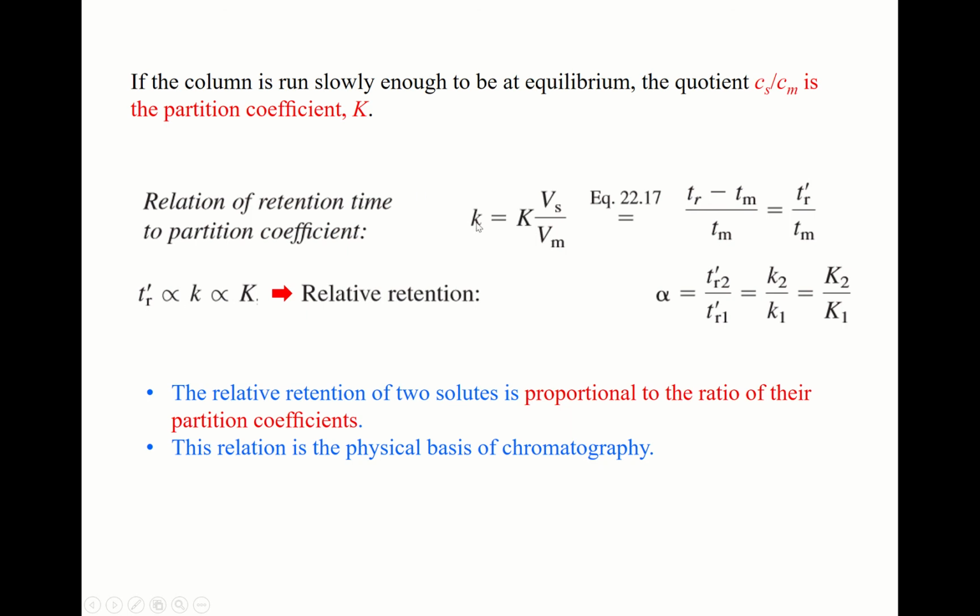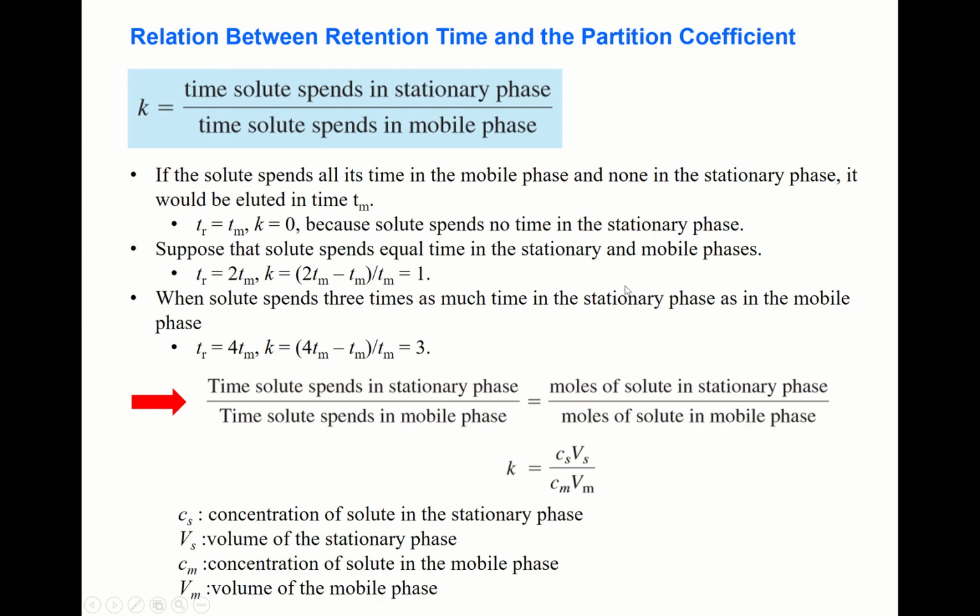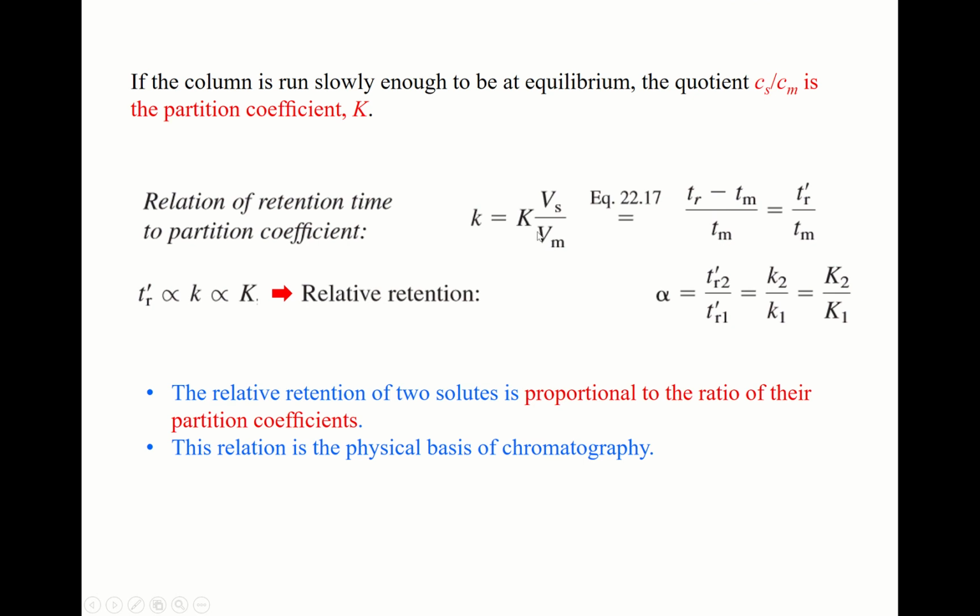So here the capacity factor, or retention factor, can be rewritten. This ratio is large K, the partition coefficient, multiplied by Vs and divided by Vm. Using equation 17, it is given by this one. This is the capacity factor. You understand? The original definition of k is given by this one, where the numerator is tr prime, the adjusted retention time, divided by tm.